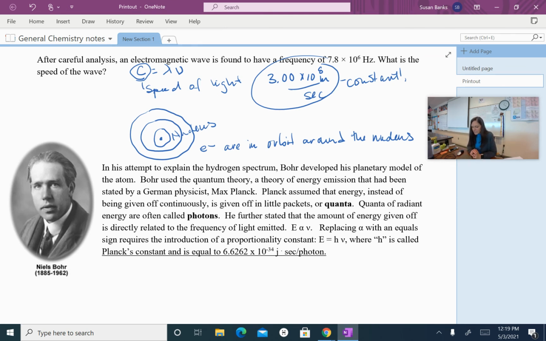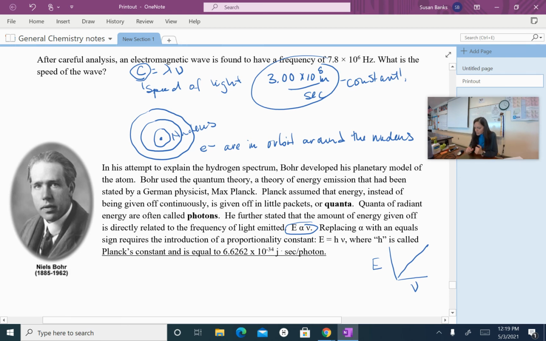He further stated that the amount of energy given off is directly related to the frequency. So energy is proportional to frequency. So if I drew that out and I had energy and frequency, I would have a line like that. It's proportional. When frequency gets bigger, energy gets bigger.